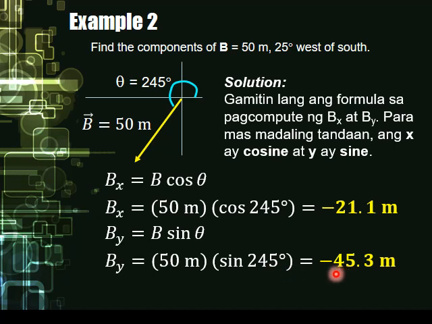So, kung papansin niyo, bakit negative? Okay. Remember kanina, diba, kapag nagsusolve tayo involving vector quantities, kapag ang direction ay west at saka south, siya ay negative. Ito kasing bx, ito yung bx. Ayan. So, nasa west direction siya, kaya siya negative. Yung b sub y, okay, nandito siya. Okay, nasa south direction. Kaya siya ay negative 45.3 meters.